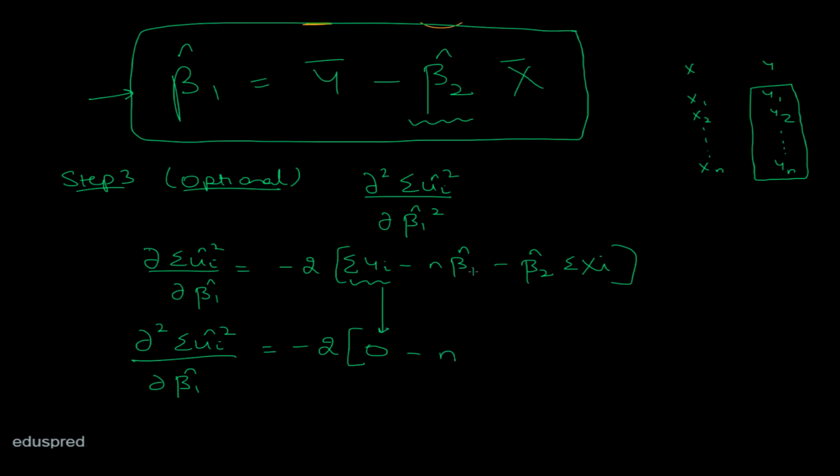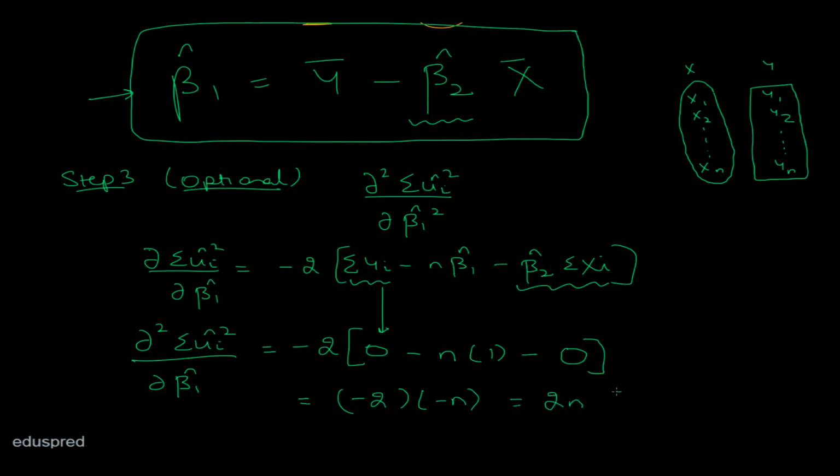The differentiation of beta 1 hat with respect to beta 1 hat is going to be 1. Minus, similarly, this term is also 0 because beta 2 hat is a constant and summation of xi is also a constant. It is just the sum of all of these x values when you are given a particular sample. So a constant multiplied by a constant gives you a constant, and when you differentiate a constant, you get 0. So this is equal to minus 2 multiplied by minus n, which is equal to 2n, which is definitely greater than 0 because n is your sample size and sample size cannot be negative. So 2n is definitely greater than 0.